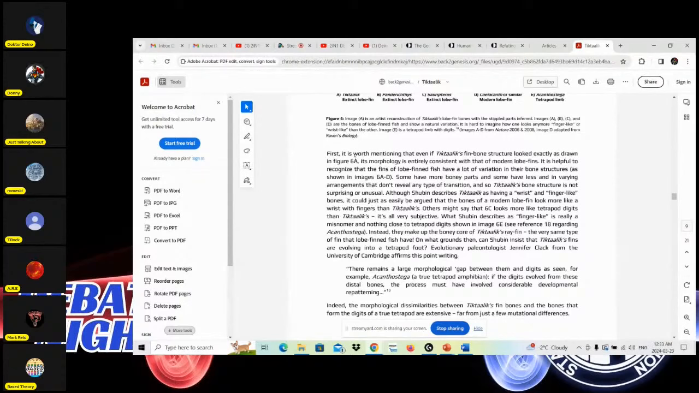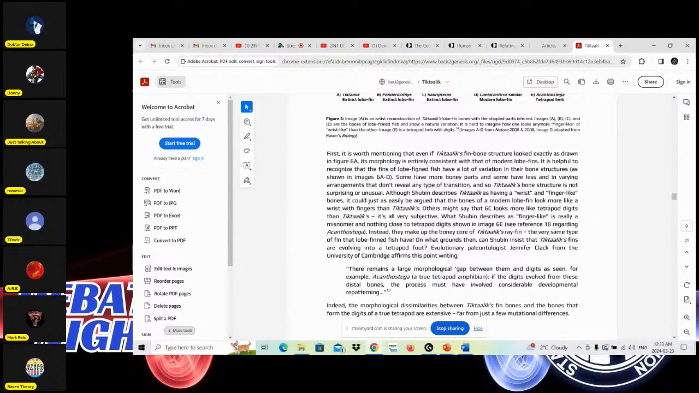I was curious as to Grayson, since he's the Tiktaalik-ologist. Is that what it is? You got a PhD in Tiktaalik? No. So what are your thoughts on what this article is saying? Was it you that brought up the bones of the wrist in Tiktaalik, in the hand, the wrist and finger bones? I believe that was me.